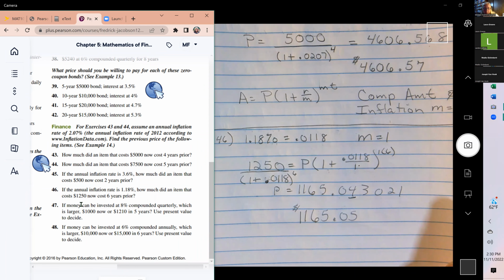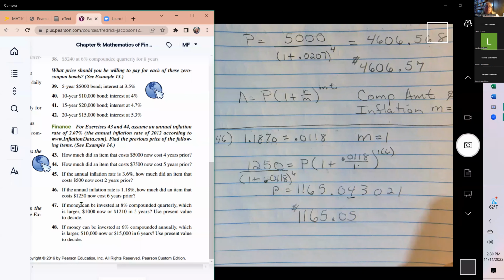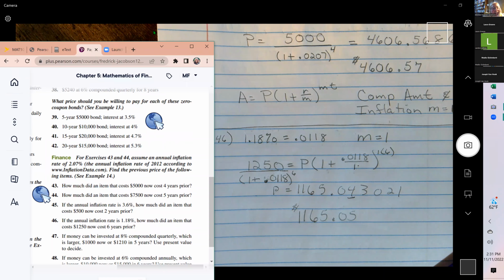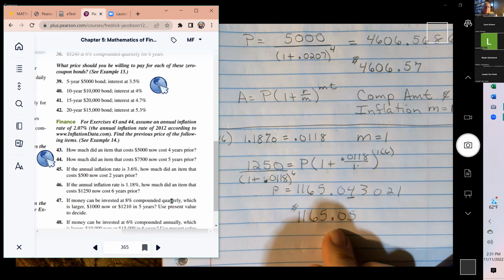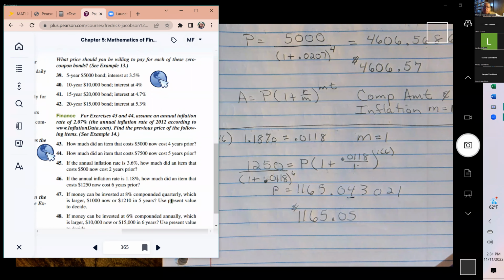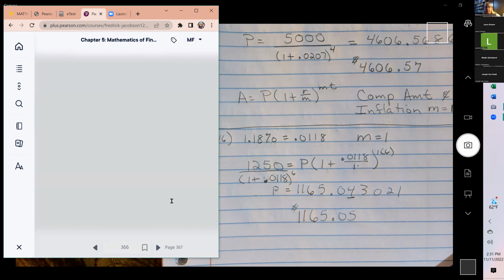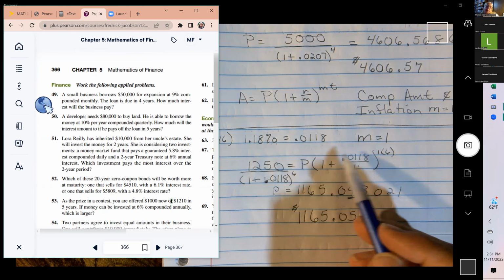Any questions on that one? Can't get to the bottom to change the page. There we go. Are there any questions on this one? They're not too bad. Once you know the formula, just be careful where you plug things in. Remember to put your percent as a decimal.